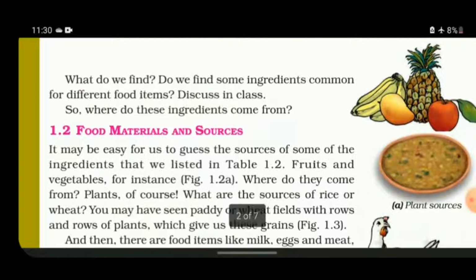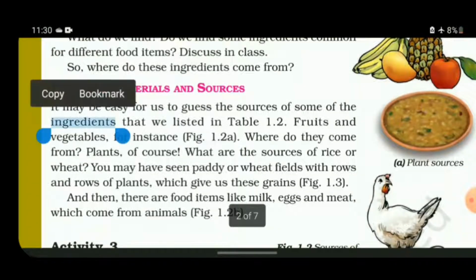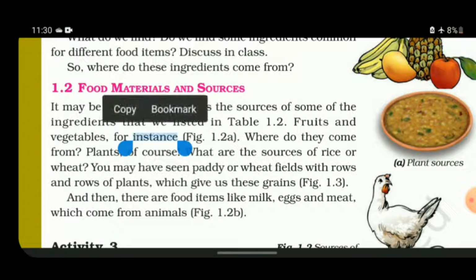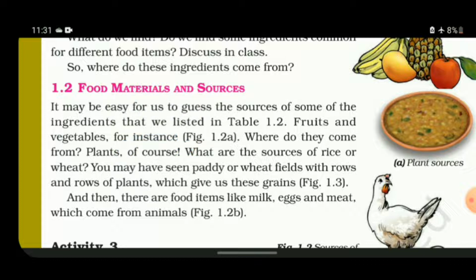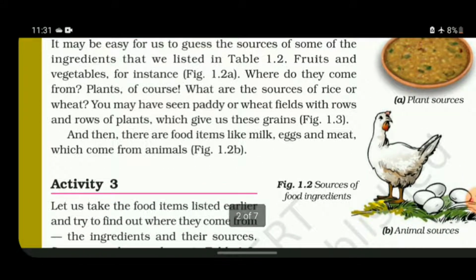1.2 Food materials and sources. It may be easy for us to guess the sources of some of the ingredients that we listed in Table 1.2. Fruits and vegetables, for instance, Fig 1.2a: where do they come from? Plants, of course. What are the sources of rice or wheat? You may have seen paddy or wheat fields with rows and rows of plants which give us these grains. Fig 1.3. And then, there are food items like milk, eggs and meat, which come from animals.